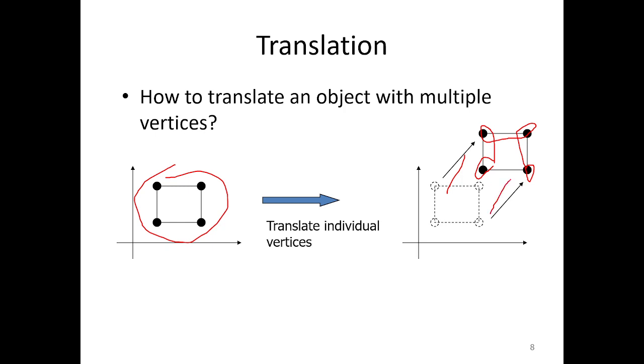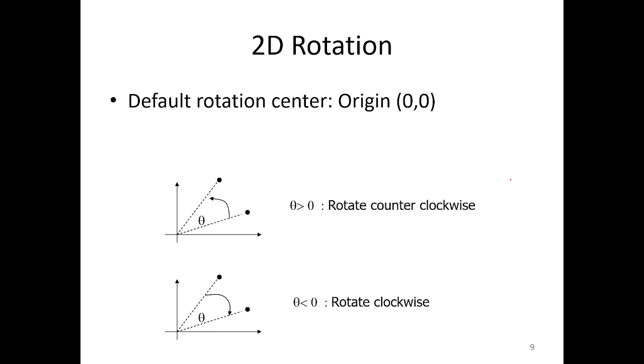So we can change, that means we can translate the individual vertex from one position to another position. Next one, rotation. The rotation center is the origin, 0 comma 0. Now theta greater than 0 rotates anti-clockwise. Theta less than 0 rotates clockwise. Based on clockwise and anti-clockwise, we can define those.